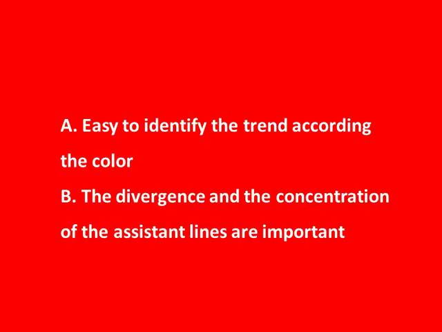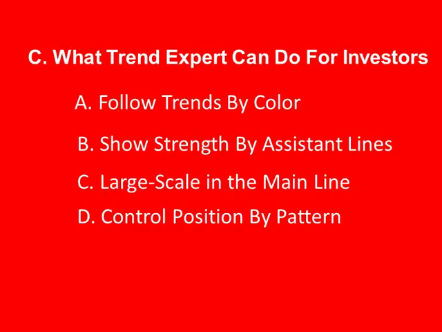Then let's see this one, the two points. The trend expert, easy to identify the trend according to the color. Only check the color. The divergence and the concentration of the assistant lines are important. So assistant lines can help us to judge the buy and sell point. Okay, so let's see the C point. What can trend expert do for investors? Firstly, follow trends by color. If you see the candlestick is red, the trend is up. The candlestick is green, the trend is down.